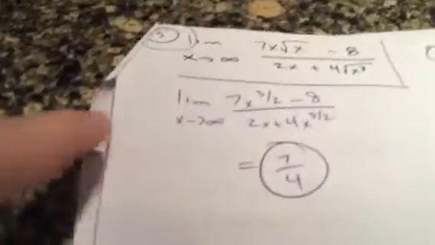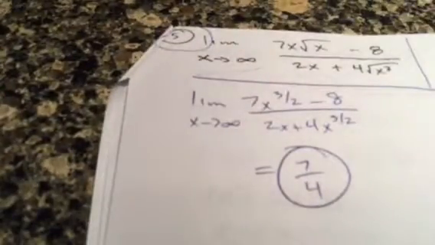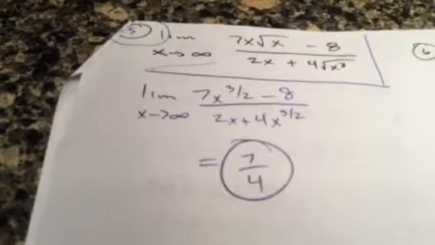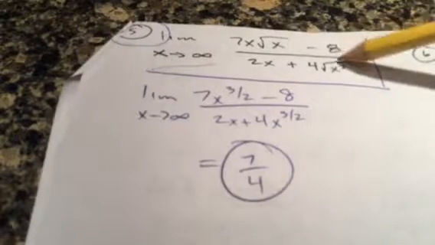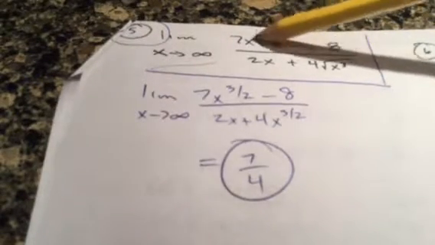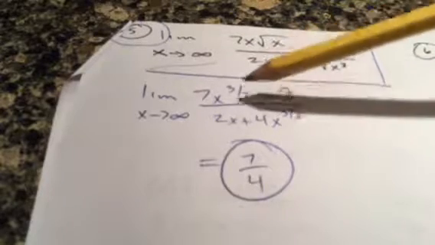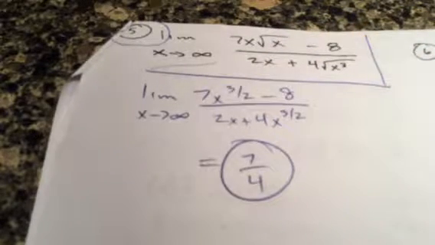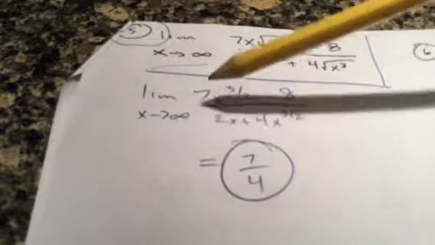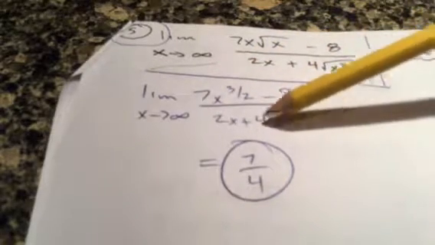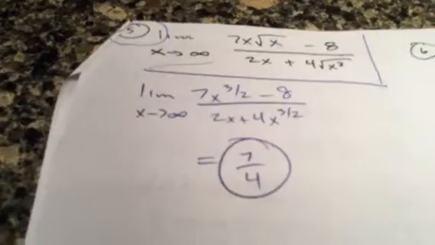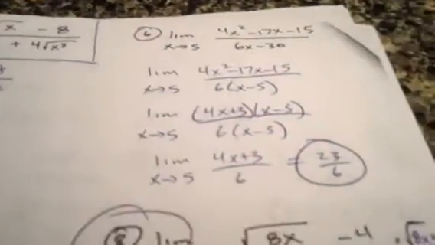Folks, take a look at the next one here. Limit is going to infinity. Take a look at the highest power. You would think it's at the bottom because you see the third, but no. This is x to the first times x to the 1/2. That is x to the 3/2. Same power, top and bottom. That means the limit is the ratio of the leading coefficients there, 7 over 4.